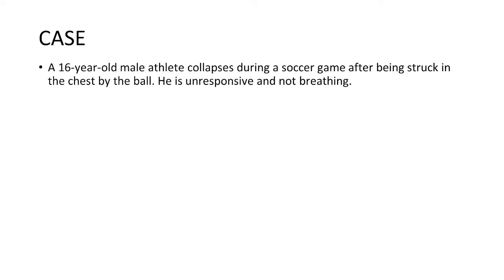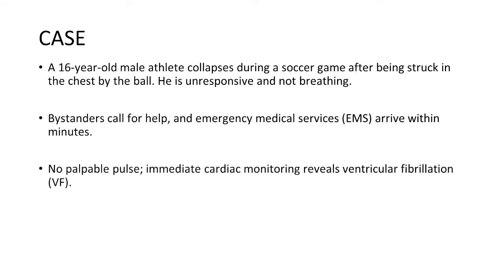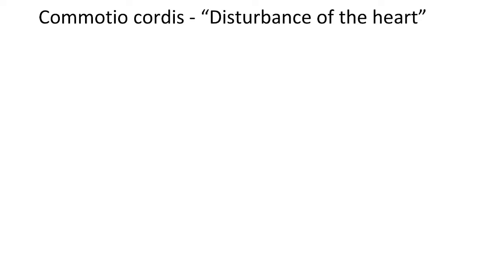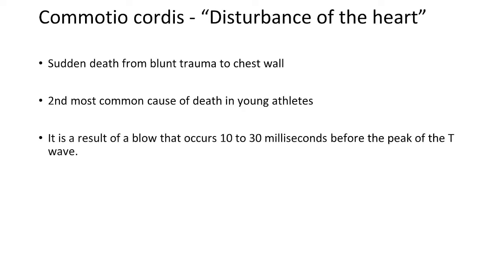So I'll read. A 16-year-old young athlete collapses during a soccer game after being struck in the chest by a ball. Bystanders called for help. Monitor shows VT. AED was given. Shock given. ROSC achieved. So this is a typical case scenario of commotio cordis, traumatic cardiac arrest. Sudden blunt trauma to the chest wall can lead to sudden cardiac death. It is the second most common cause of death in young athletes after HCM. The basic pathophysiology is like an R on T phenomenon.